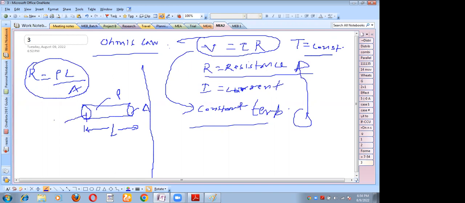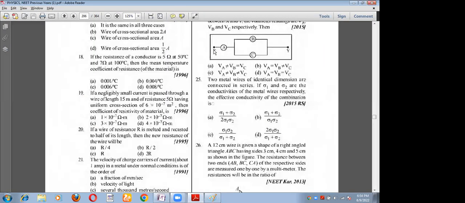If its radius is R, then area will be pi r squared. So we have to take the area of cross section, right? So based on this, understood this one? Any doubt? All right. Based on this, we will do some questions. Then we will move forward.